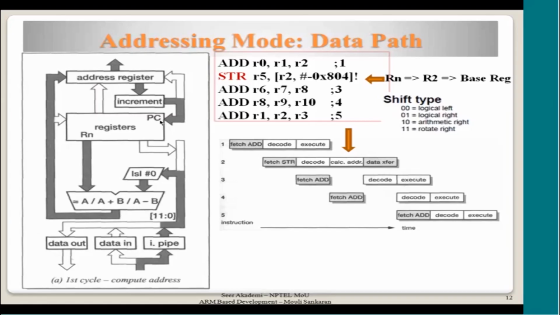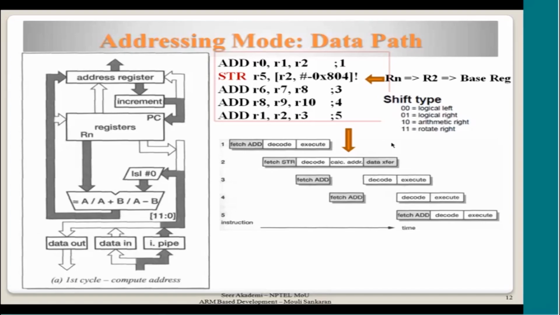I hope this whole thing is clear to you now. If you don't understand, please listen to this explanation again, or look at the diagram, and you will be able to make out what is happening.